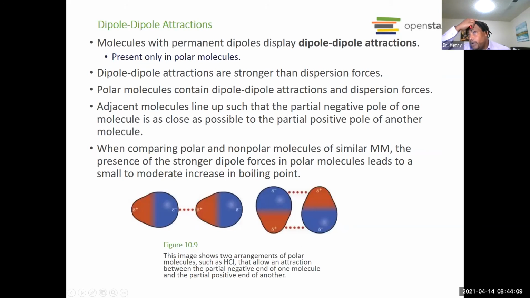Okay, so we've talked about dipole attraction. So the fact that things are charged is also going to play a part in that, and that's going to help us in terms of that orientation. So when we compare molecules that are similar in molar mass, the ones that have the stronger forces are going to have an increase in boiling point, right? So something that is more polar is going to take more to boil than something that is less polar. Make sense? Yes. Okay.